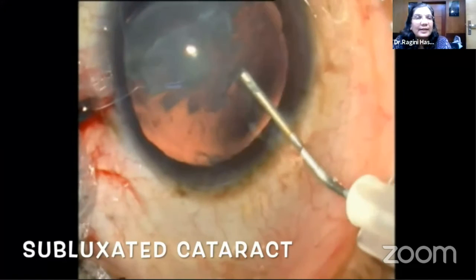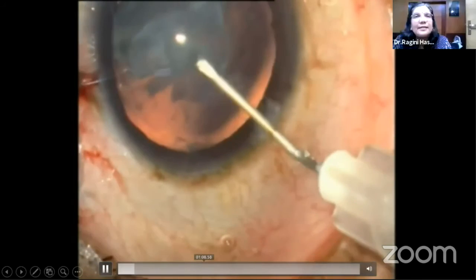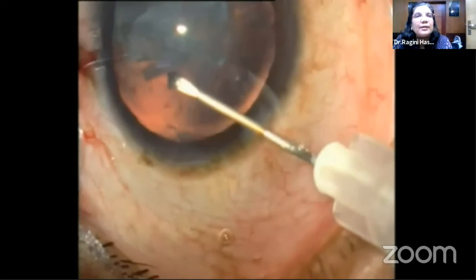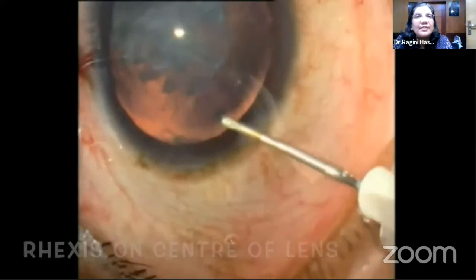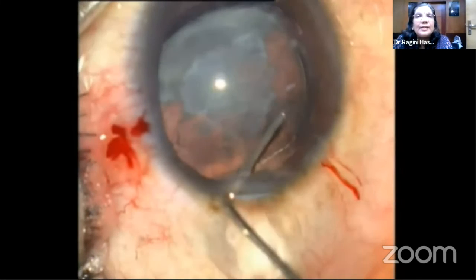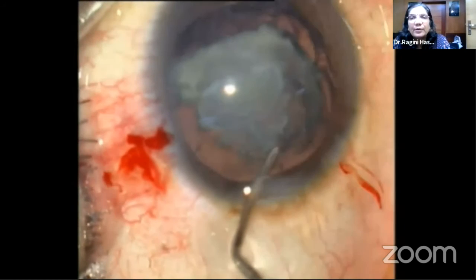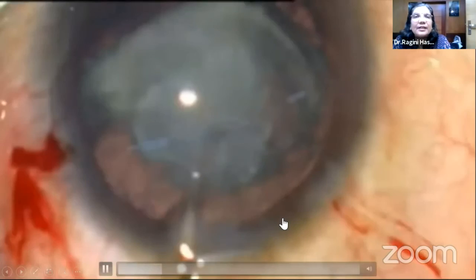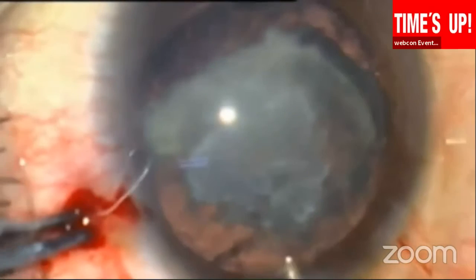As you can see, the rexis is being made over here. And you can see the traumatic cataract, because you can see the rosette, which is very, very visible over here, and the rexis, which is in the center of the lens. And with the gentle hydro, you can see the golden ring, but small amounts of fluid, and a gentle hydro is being done. As you can see over here, this is a very soft lens, and you can see the subluxation.